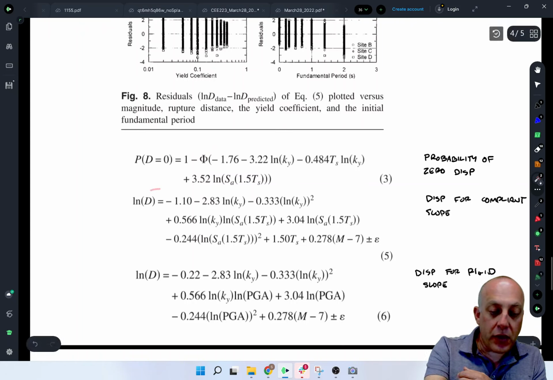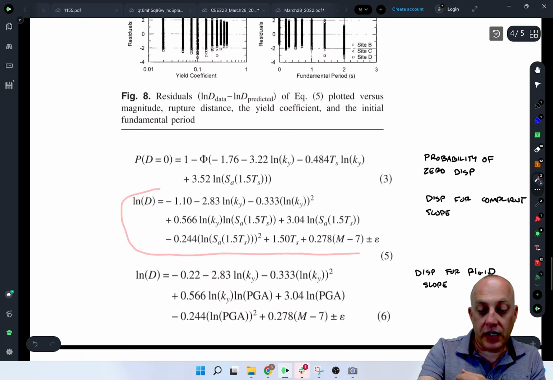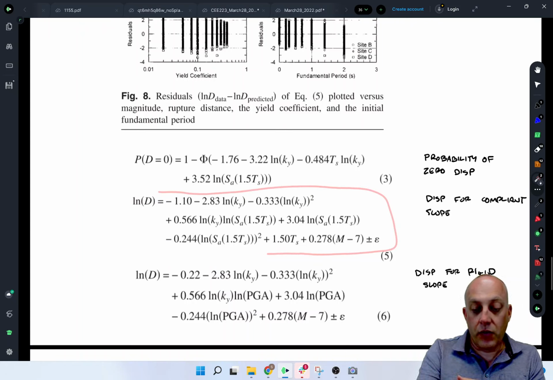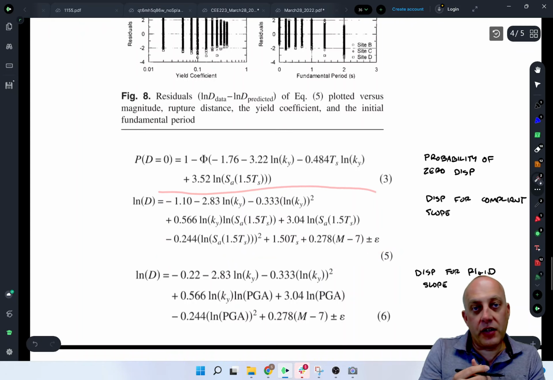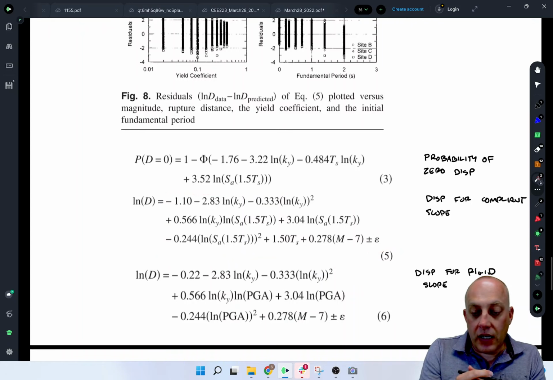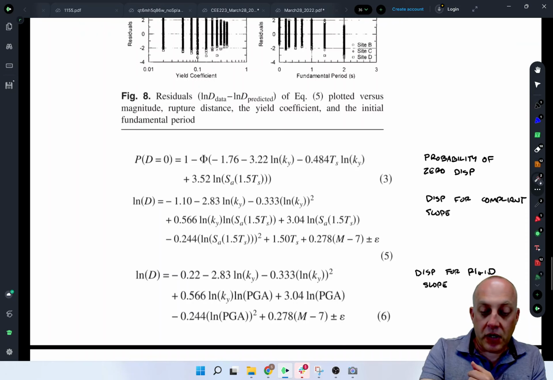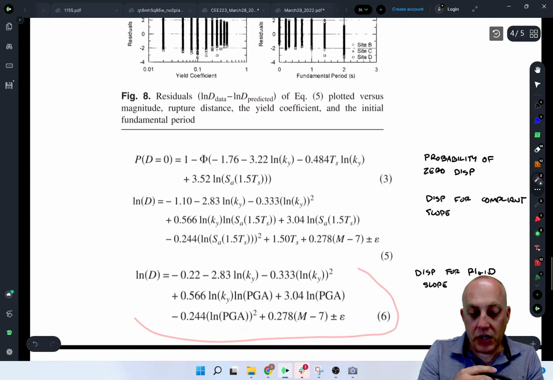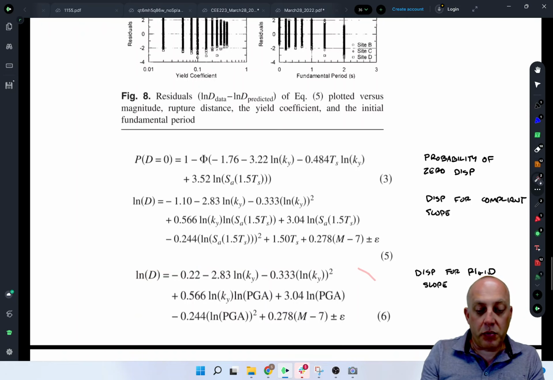And then they have a separate equation for the conditional displacement. So given that there is some displacement, this is the mean value of that displacement. Well, there's an error term at the end, so the part before the error term is the mean value. And this equation on top, equation number 5, is for a compliant slope that has some natural period Ts. And the equation down here is for a rigid block, or for a very short slope, or something with a natural period that's very low.